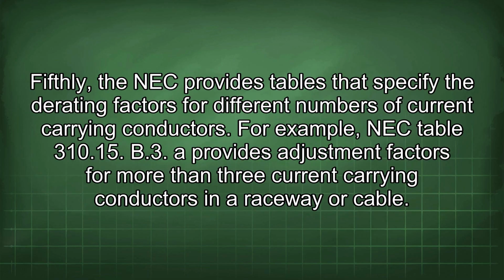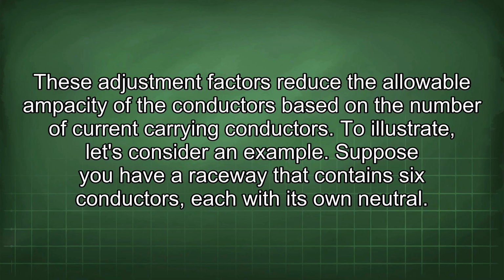Fifthly, the NEC provides tables that specify the derating factors for different numbers of current-carrying conductors. For example, NEC Table 310.15(B)(3) provides adjustment factors for more than 3 current-carrying conductors in a raceway or cable. These adjustment factors reduce the allowable ampacity of the conductors based on the number of current-carrying conductors.